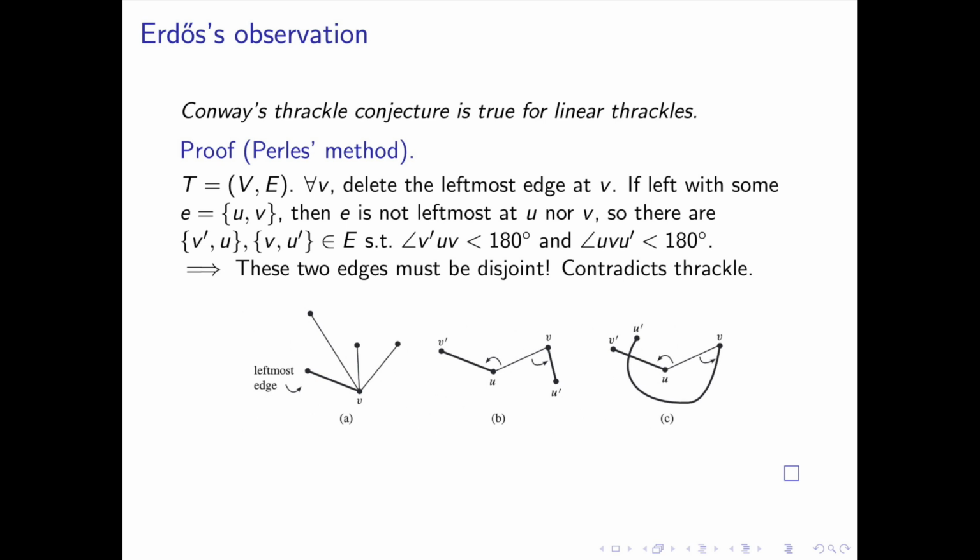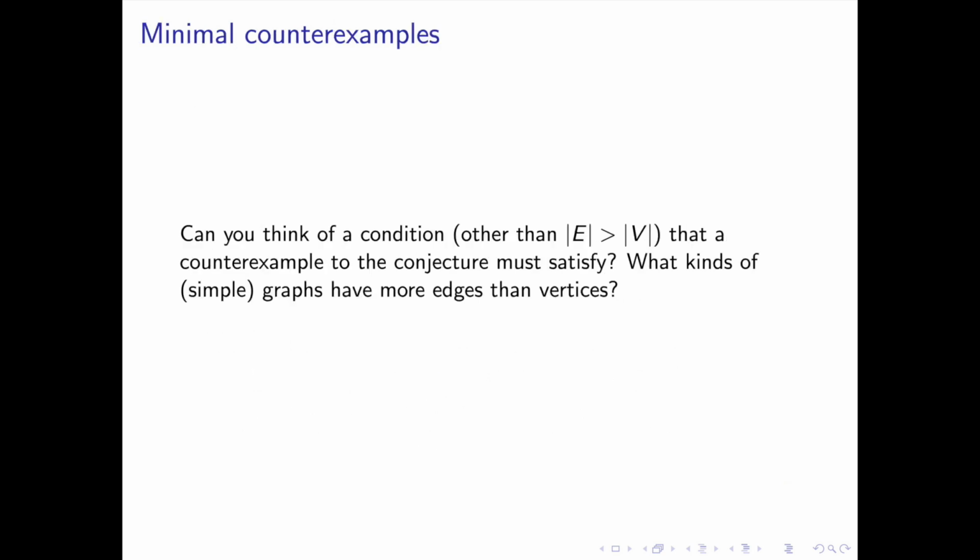So we've proven by contradiction that the number of edges is less than or equal to the number of vertices for linear Thrackles. Not quite good enough to win Conway's $1,000, though. So what if the conjecture is false?